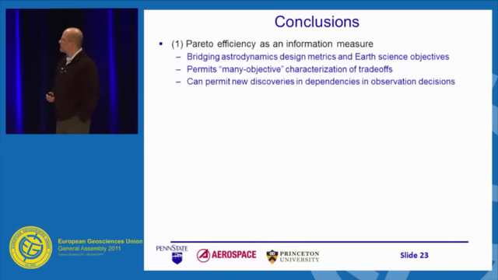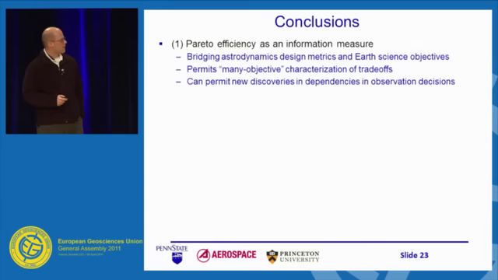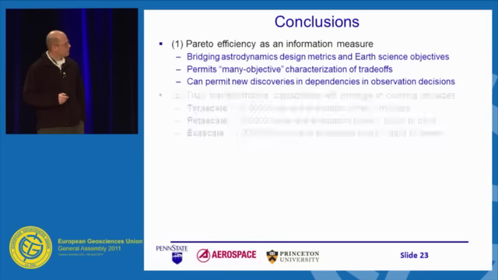So, to summarize, the key points here: Pareto efficiency is this integrated information measure, and I think it has a lot of merit for the next generation of Earth observation, and it's actually being used operationally for several satellite constellations. Bridging the astrodynamics and the end-use science objectives, I think, is a potentially transformative investment. And one of the things that we want to discover are the hierarchical dependencies in these systems to the information. You're spending $1 billion, so you should have some sense of what that's good for. And how can we uncover that?